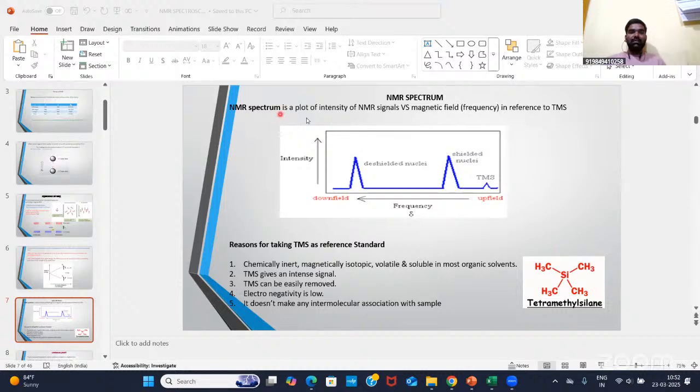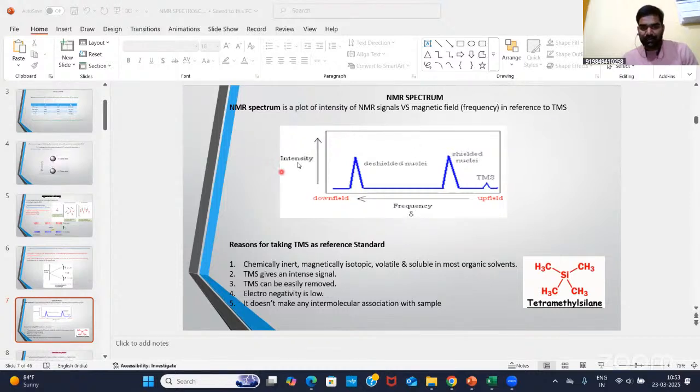An NMR spectrum is a plot of the intensity of NMR signals versus magnetic field frequency in reference to TMS. TMS is nothing but tetramethylsilane. We always take tetramethylsilane as the reference because it has some standard qualities, and we plot the graphs relative to it.